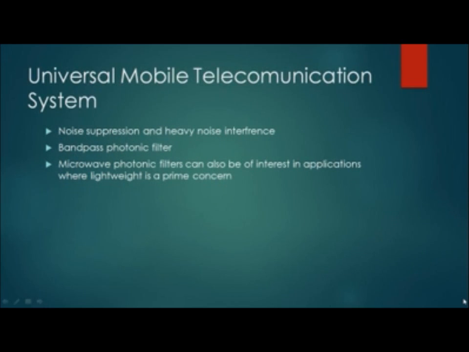Another application example is for noise suppression and heavy noise interference in the receiving antenna of a telecommunication system, such as universal mobile telecommunication system, HyperLAN, LMDS, and other types of networks. Here, a bandpass photonic filter can be employed to select a given RF band or spectral region. In both cases, the position of the rejection filter bandpass can be as low as a few megahertz or as high as several tens of gigahertz due to the broadband characteristics of photonic delay lines.